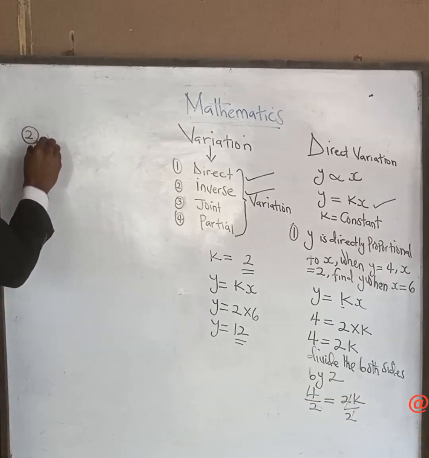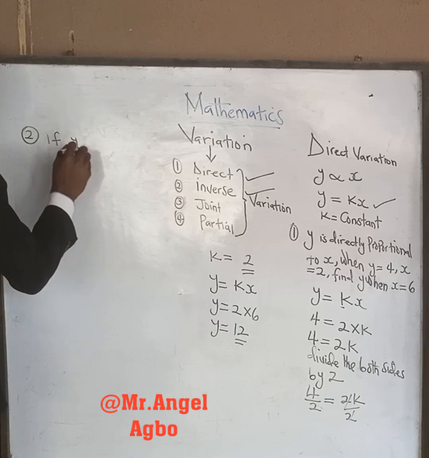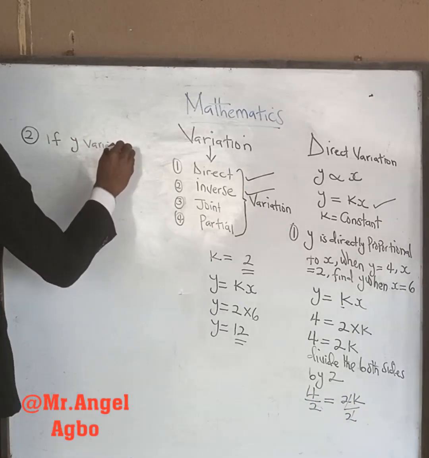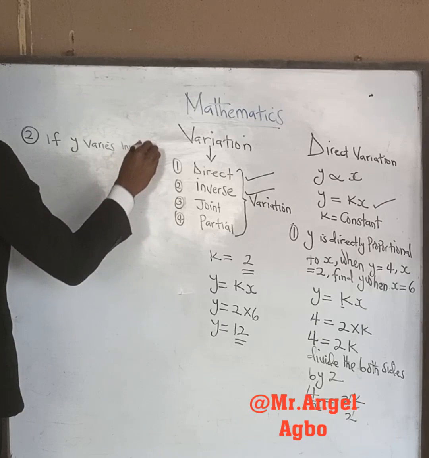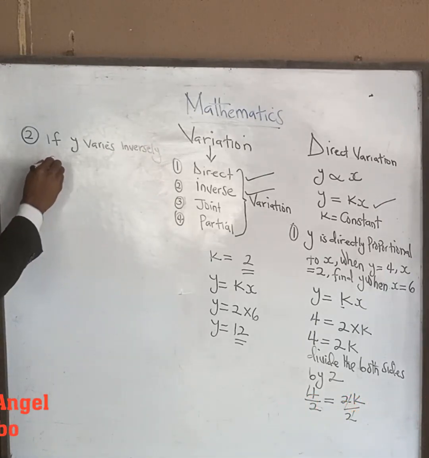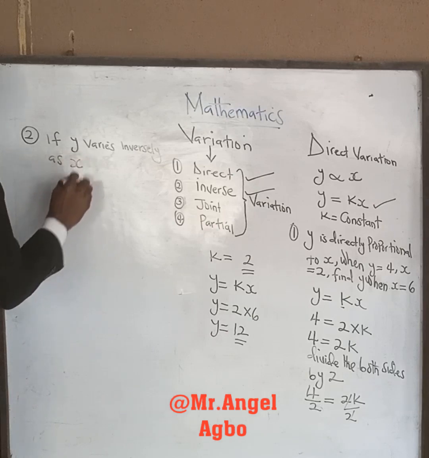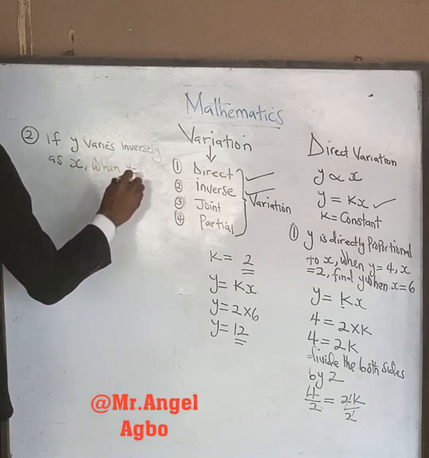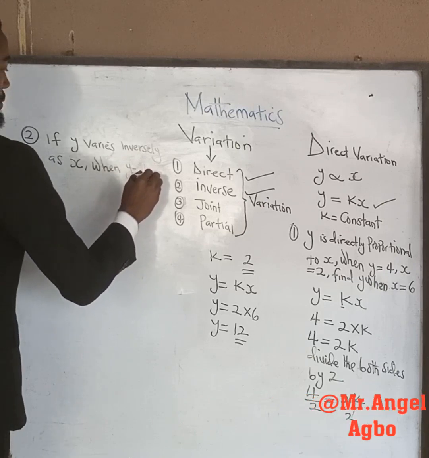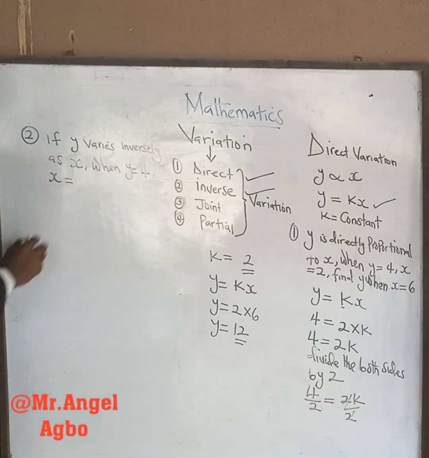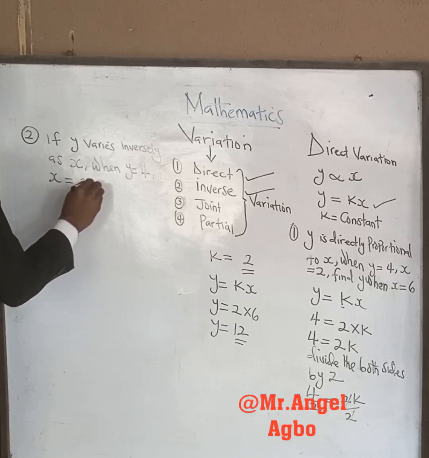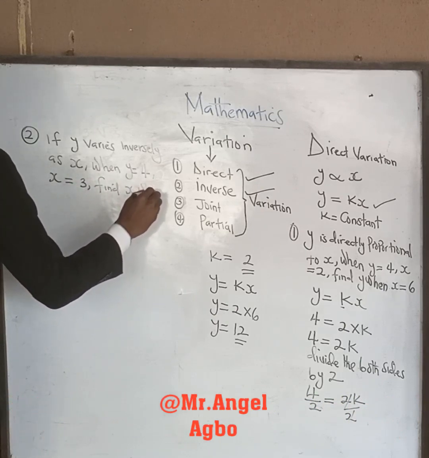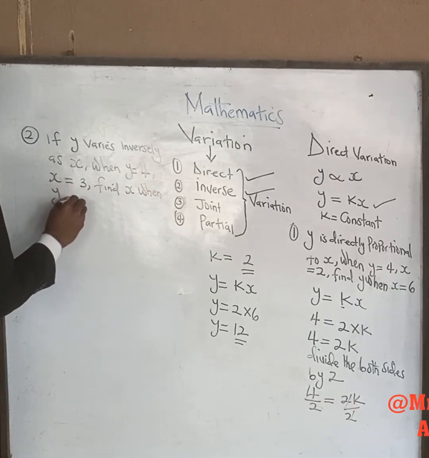If y varies inversely as x, when y equals 4, x equals 3. Find x when y equals 2.